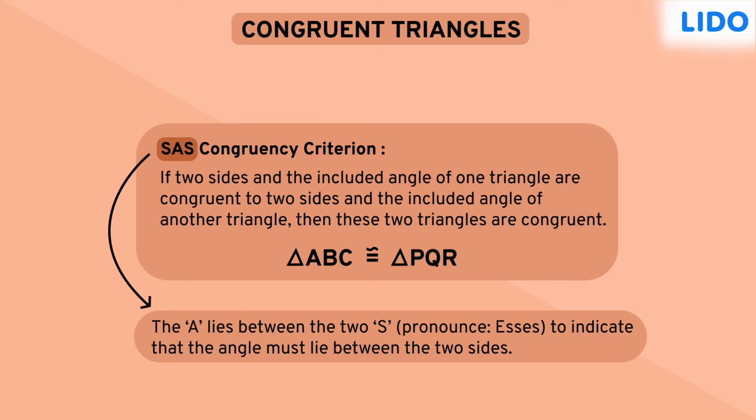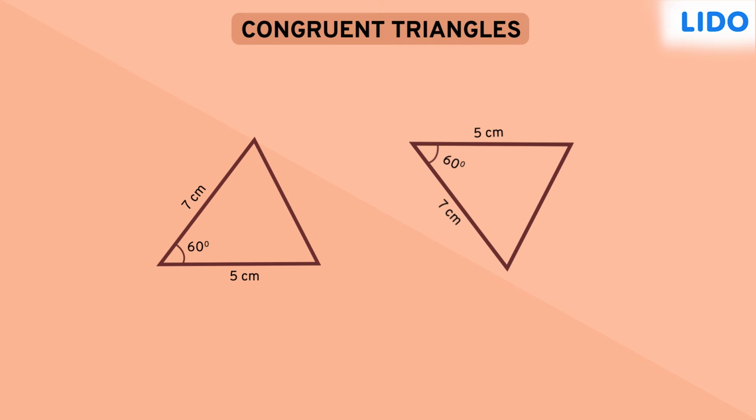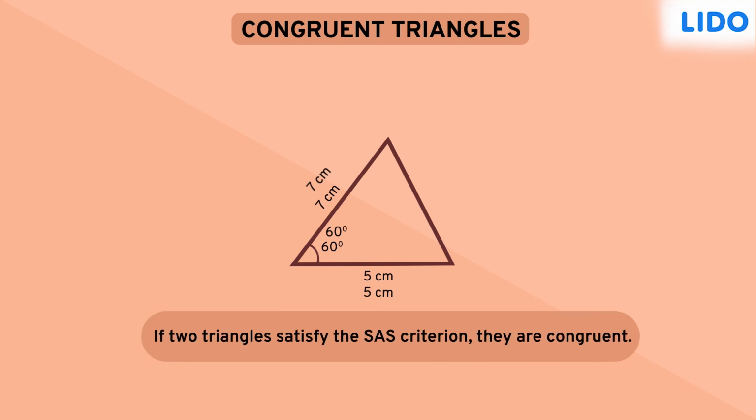But is this always true? Let's look at another pair of triangles. As you can see, two sides and their included angle in one triangle are equal to two sides and their included angle in the other. Let's try superimposing them. Do they overlap? Yes, they do, which is why we can safely conclude that this criterion holds good always. So we can say that if two triangles satisfy the SAS criterion, they are congruent.